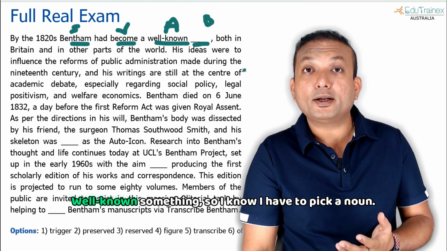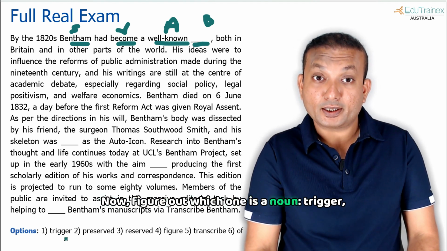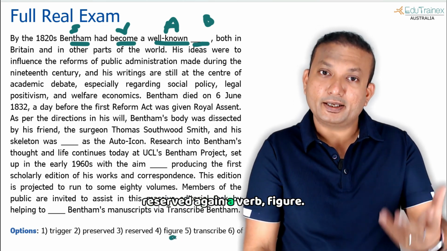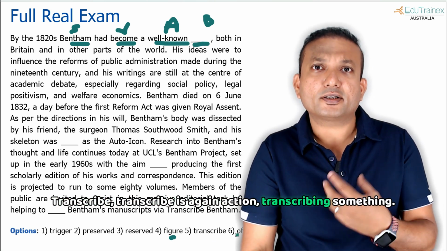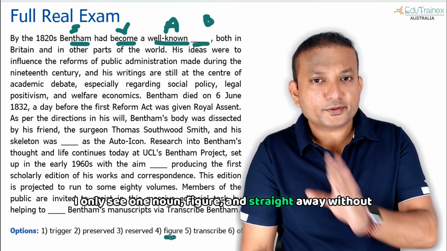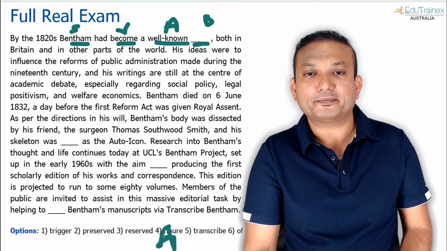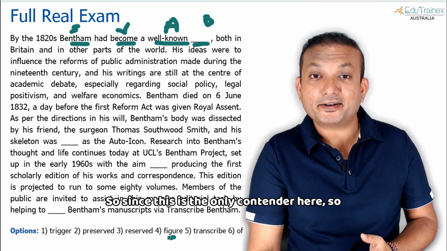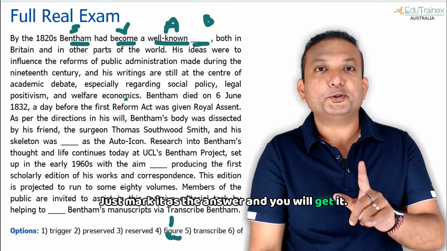What is the pattern here? Well-known something. So I know I have to pick a noun. Now figure out which one is a noun. Trigger, triggering something, action. Preserved, again a verb. Reserved, again a verb. Figure, figure could be a noun. Transcribe, transcribe is again action, transcribing something. So how many nouns do you see? I only see one noun, figure, and straight away, without even thinking, because this is the only contender here, that has to be the answer. As simple as that. Just mark it as the answer and you will get it.